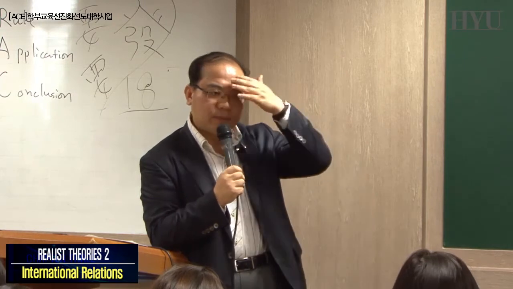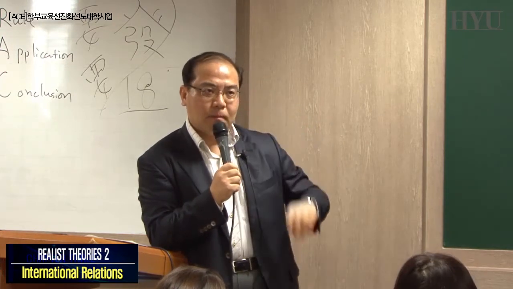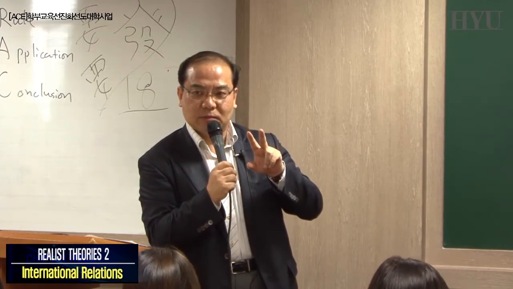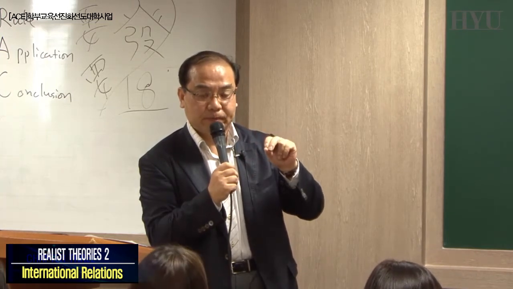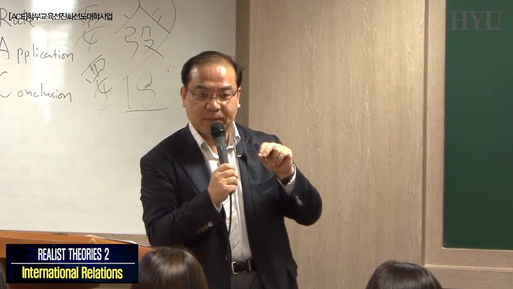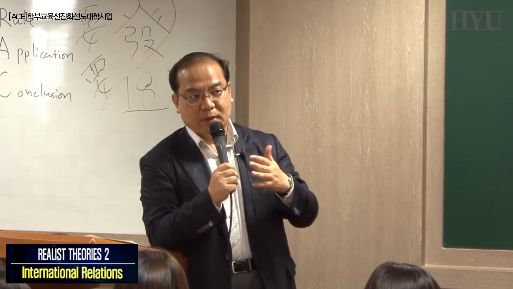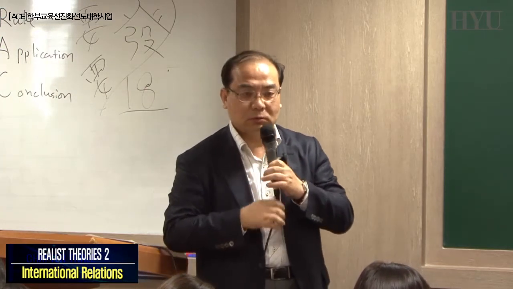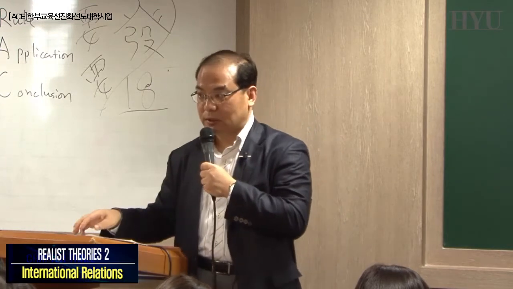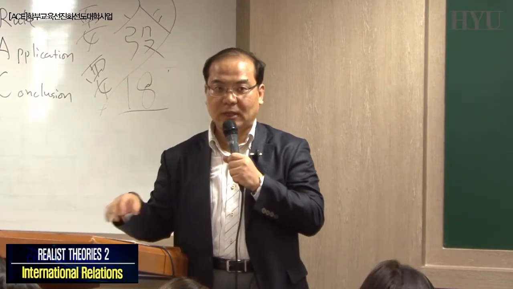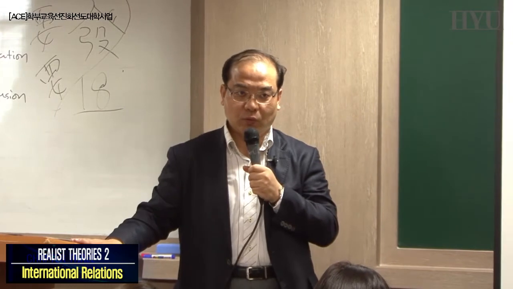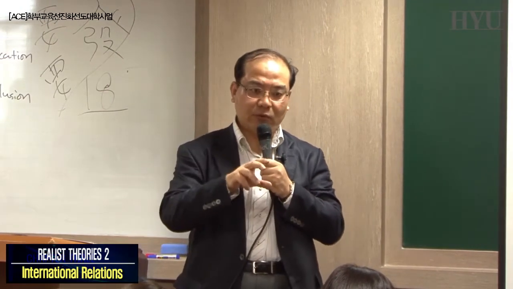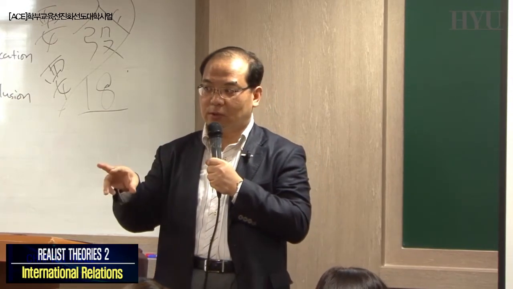Neorealism. When you discuss realism, there are two kinds of realism: traditional, classical realism, and contemporary, more modern realism. Modern realism is called neorealism, particularly after World War II. The difference between classical realism and neorealism.